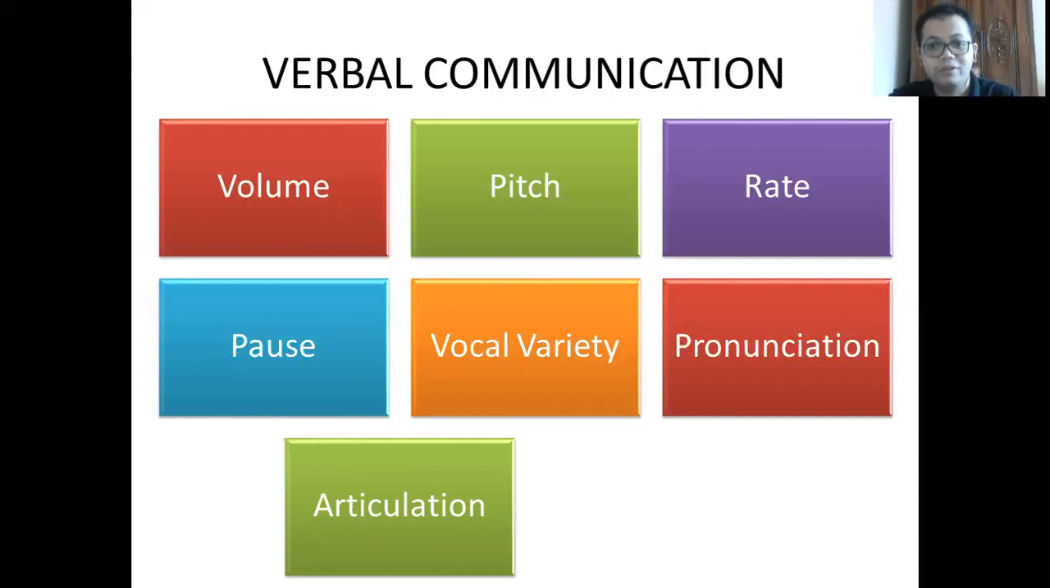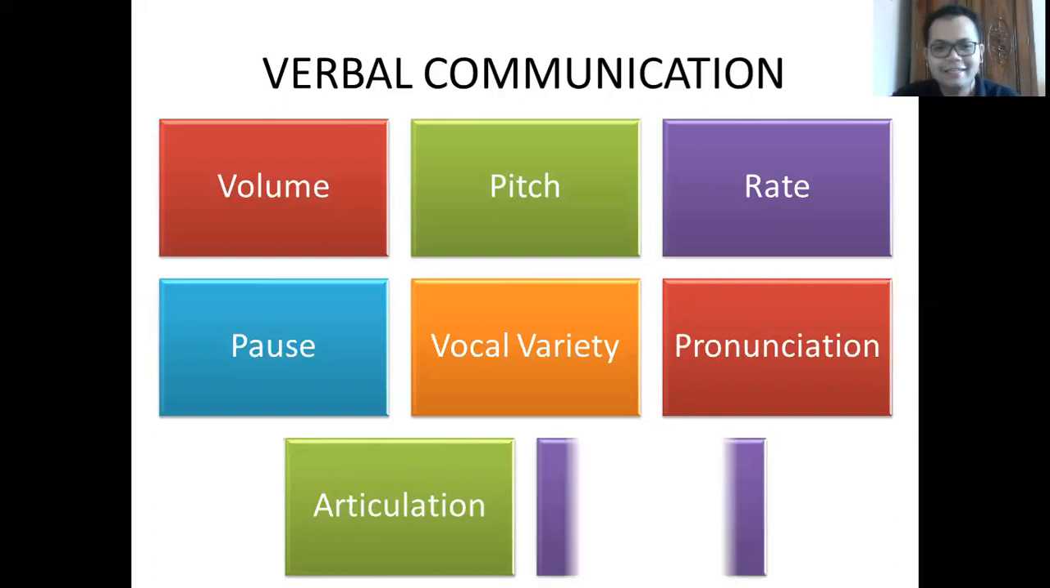That's why be careful in pronunciation, because different words that we pronounce can have different meaning. For example, like three and tree, right? And then we also have beach and bitch. Something that is really common for students nowadays. So pronunciation and articulation are really related, so be careful about that.